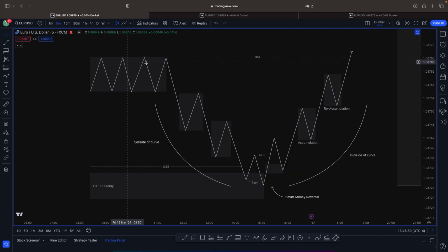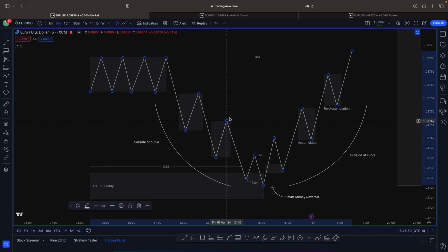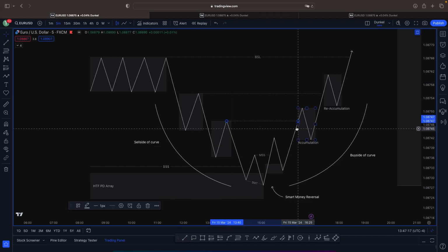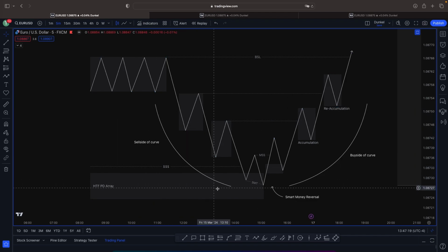So we have the original consolidation, and then we get the different stages of distribution, which are engineering liquidity. So we have these different swing points in the market, which can later be targeted for take profit levels. And this is called the sell side of the curve, where institutions engineer the liquidity.